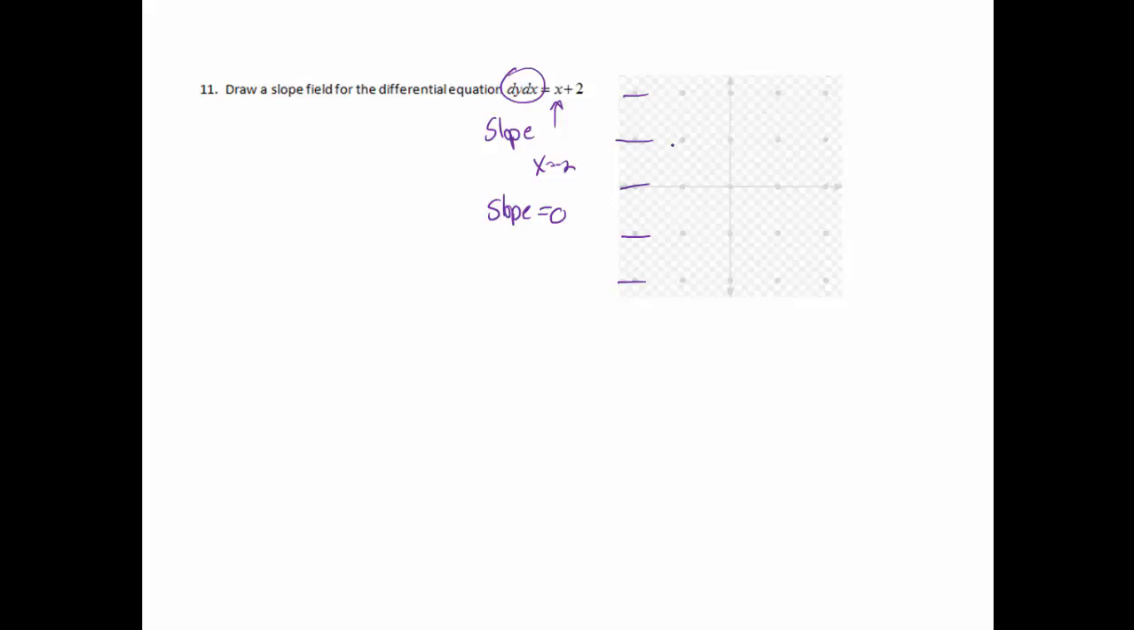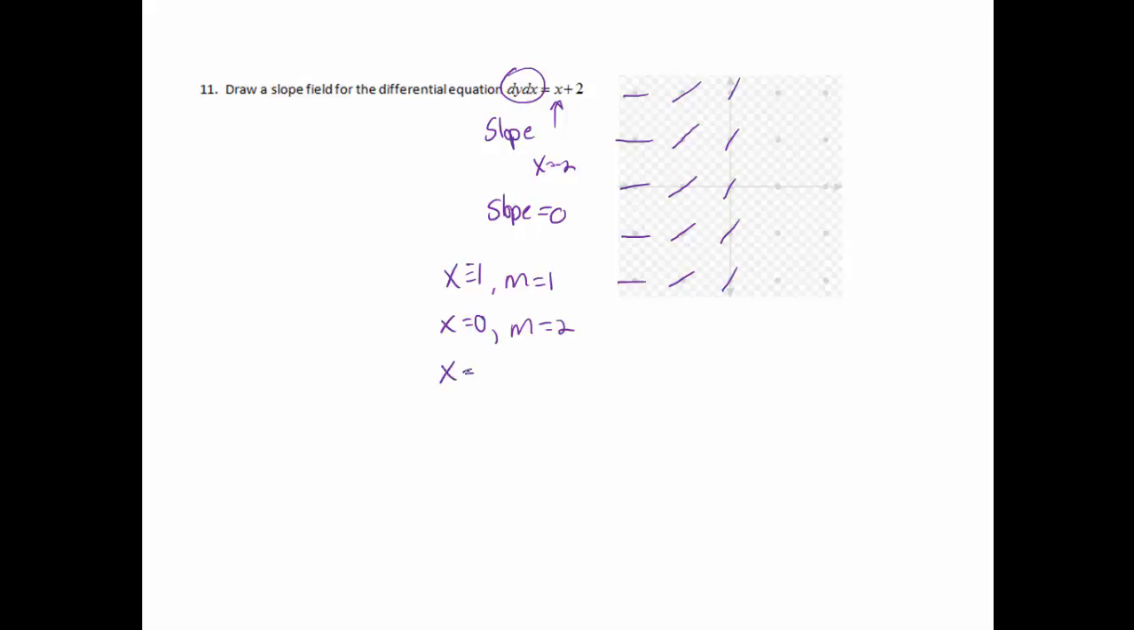Okay, and I'm just going to go over by 1. When x equals negative 1, the slope will be 1. Try to make something not too steep yet. These should all be the same. Okay, then when x equals 0, if I plug 0 in there, my slope will be 2. So it's gradually just going to get a little steeper.